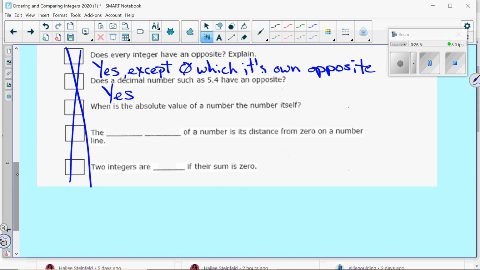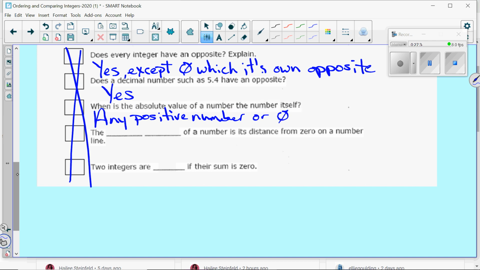Yes. When is the absolute value of a number the number itself? Devin? All of the time, except for when it is asking for the opposite of the absolute value. No. Everybody's wrong. Sean? Whenever the number is positive or 0. Any positive number or 0? Then it's the number itself.